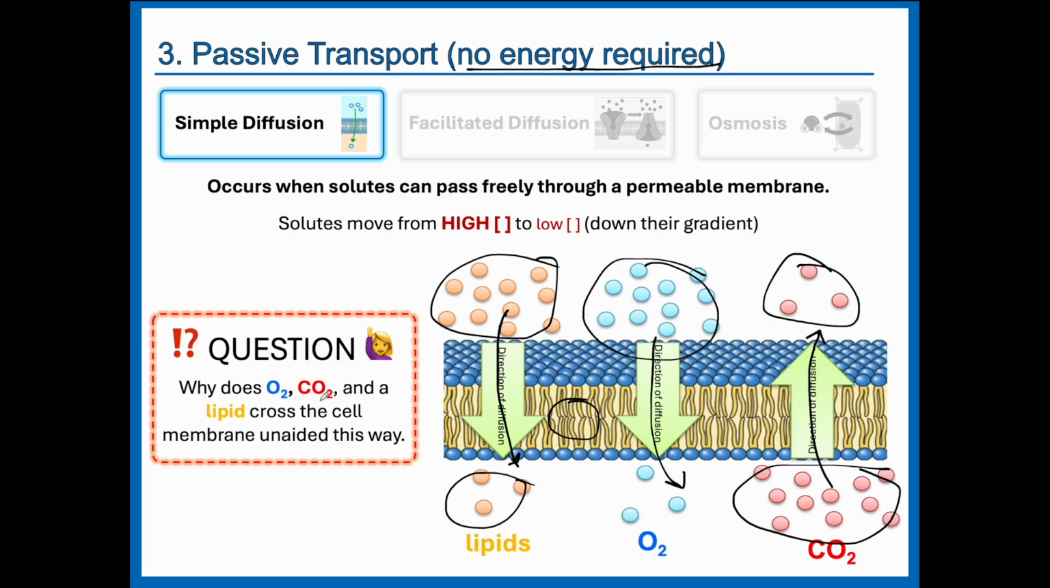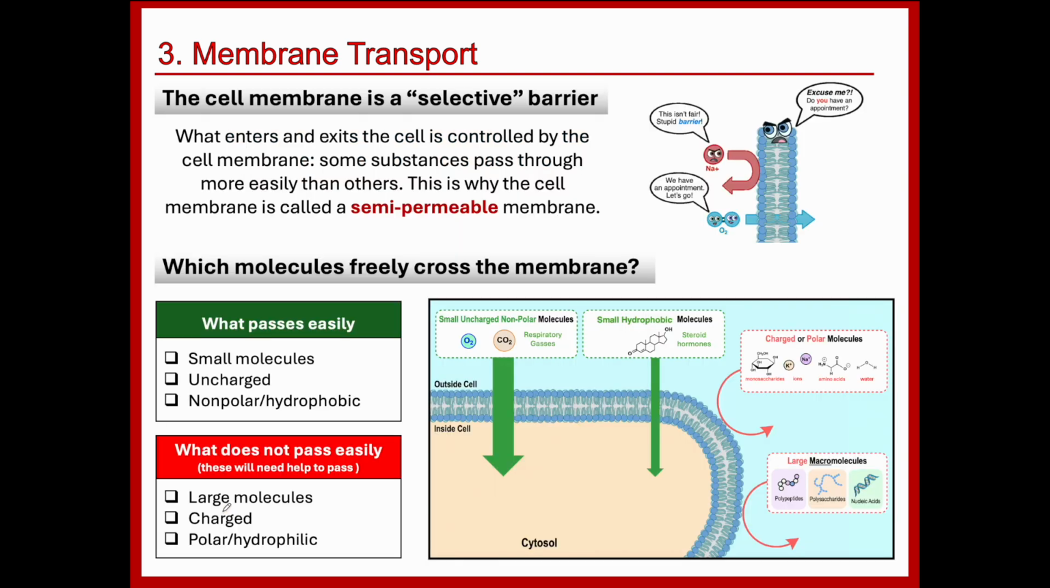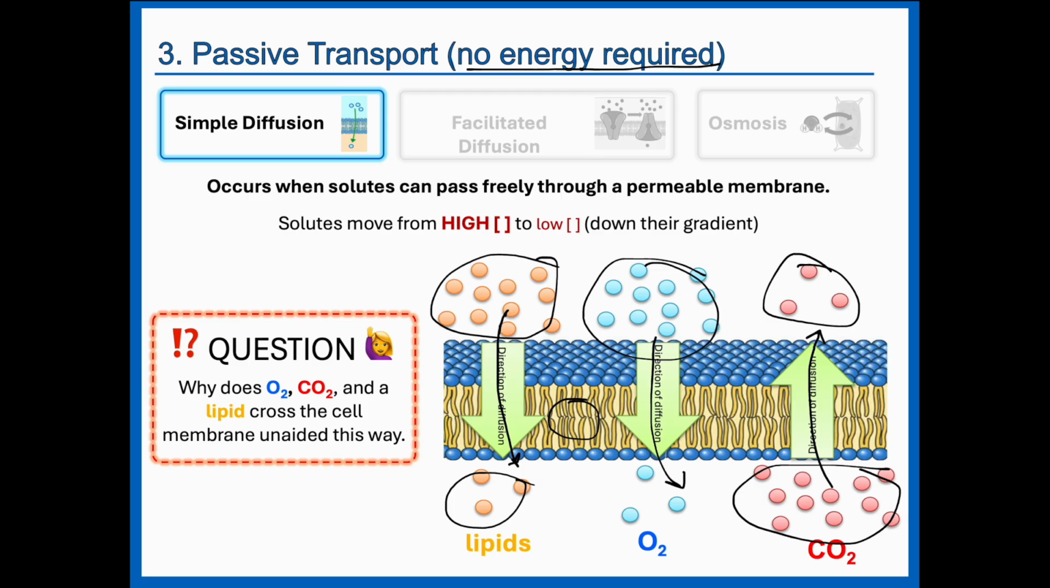And remember, why do O2, CO2, and lipids cross? Because they are nonpolar and hydrophobic, they're able to just pass through. I'll go back to this slide over here. Remember that these respiratory gases and small hydrophobic molecules can simply pass through. So what happens in this case is that these things simply diffuse through because they're hydrophobic.